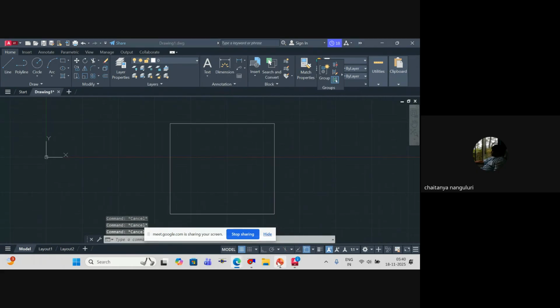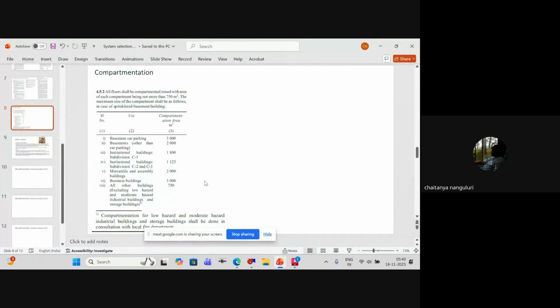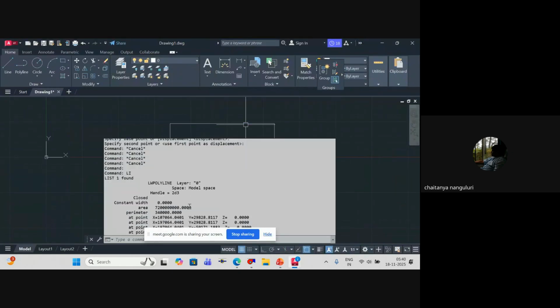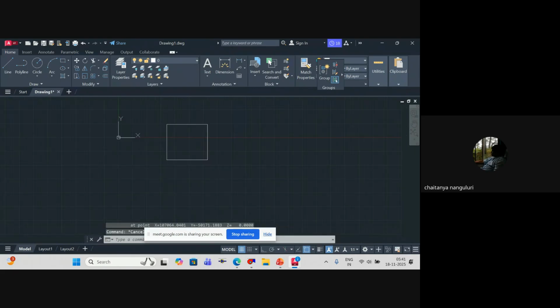If you consider the basement, as per the slide, for basement car parks with a sprinkler system, generally for business buildings, if the height is above 15 meters, it's mandatory to go for a sprinkler system anyway. So for this basement car park you have an allowed area of 3,000 square meters. Now, what is the area I've got? It is 7,200 square meters. You agree?